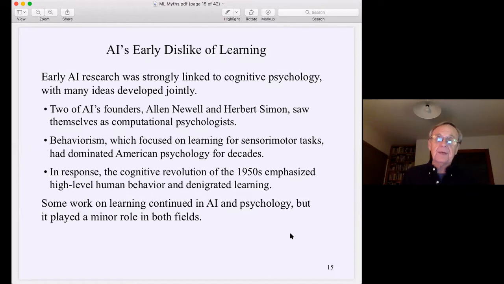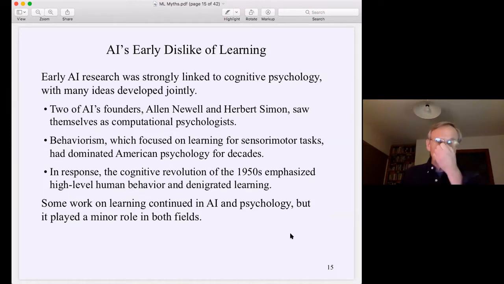In fact, two of the field's founders, Alan Newell and Herb Simon, saw themselves as computational psychologists. And the cognitive revolution in the 50s was, in many ways, a rebellion or revolution against behaviorism. Behaviorism was the dominant paradigm in American psychology, at least for decades. It focused on learning in sensory motor tasks. In fact, behaviorist psychologists like B.F. Skinner would argue that there's nothing going on inside the head. It's just learned stimulus response pairs. No cognition. Cognition was an artifact. It was just an illusion.